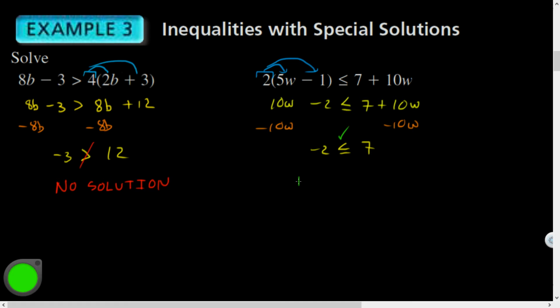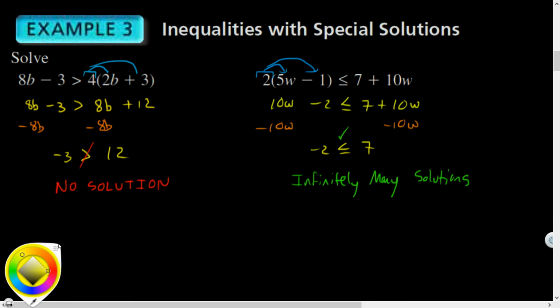What are your thoughts? That is a true statement. And that means infinitely many solutions. Wow, that means every value of w will work. Yeah, that's true. Good stuff. Now, these won't always be so conveniently labeled like that. Sometimes they'll just show up in the middle of a problem, so beware.